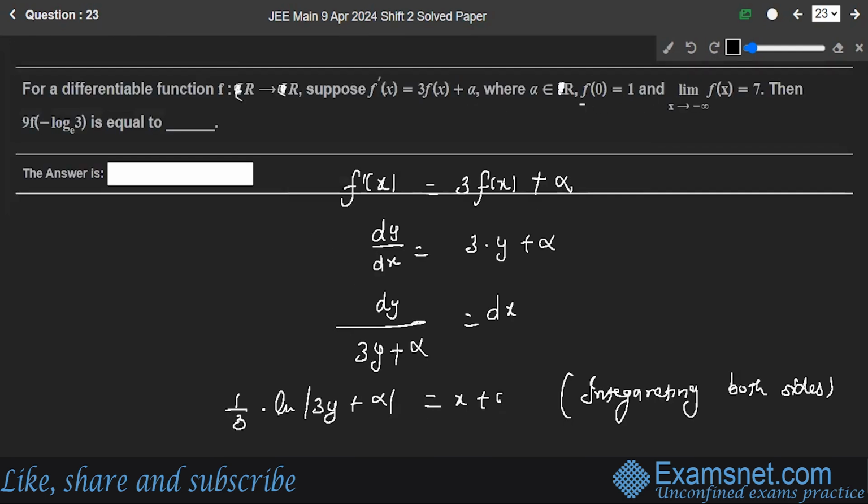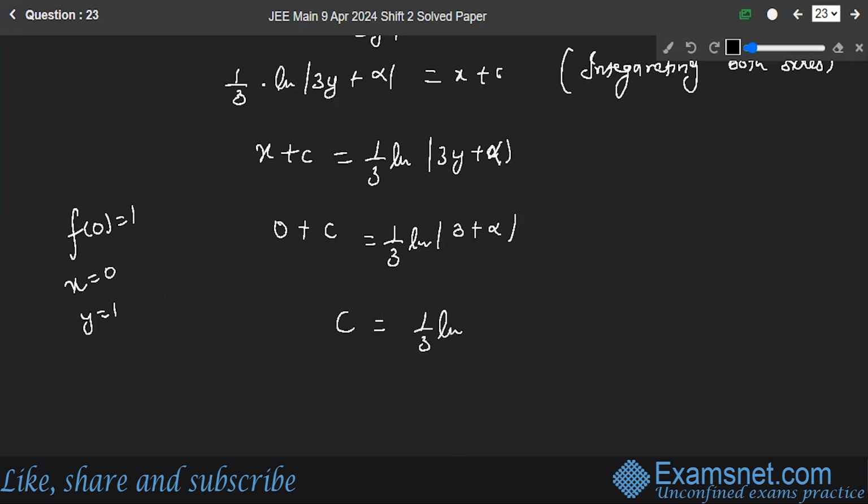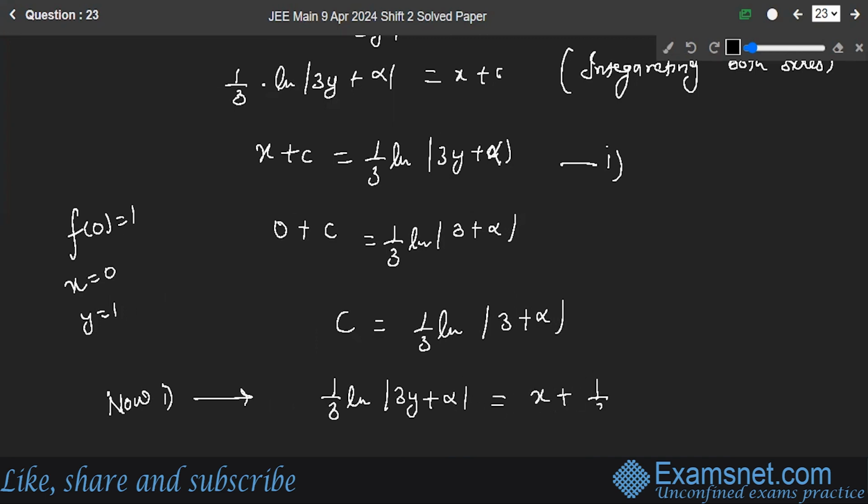You are given in the question f of 0 is equal to 1. That means x is equal to 0, y is equal to 1. So 0 plus c is equal to 1 by 3 log of 3 plus alpha. That makes c is equal to this. So this expression now will be 1 by 3 log of 3y plus alpha is equal to x plus 1 by 3 log of 3 plus alpha.